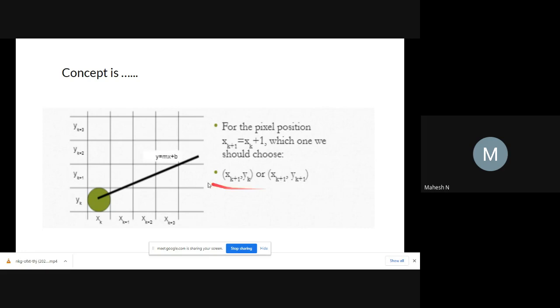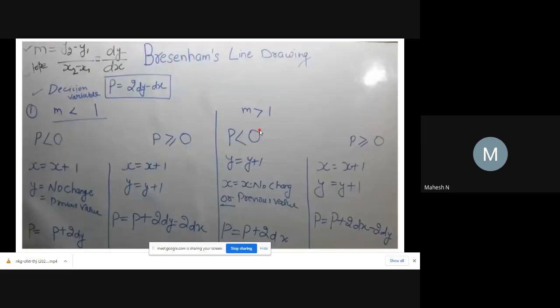See, with x I don't have any problem. Going to the next point, xk will move by 1 unit. My problem is what to do with y, whether to retain y here only or whether to increment y also. That's it. So you don't need to worry about x. Whatever may be the case, you will move x by 1 unit. So we have to decide what will be my y.